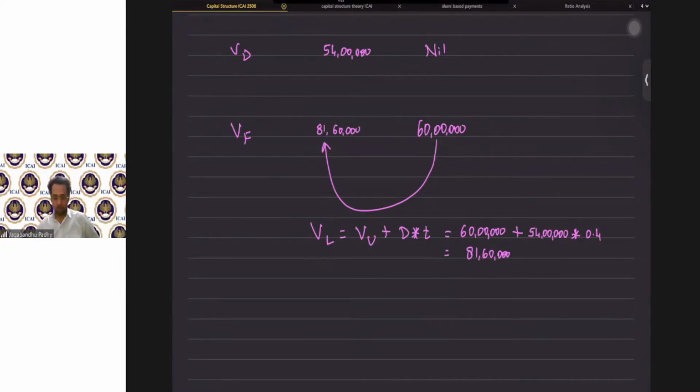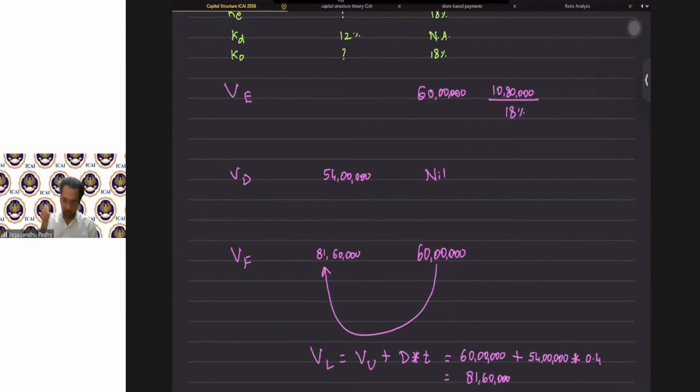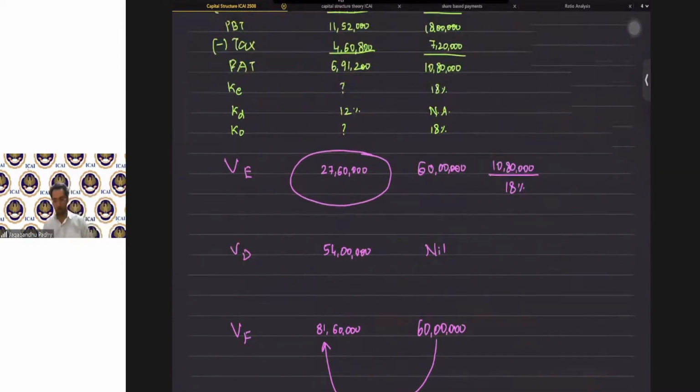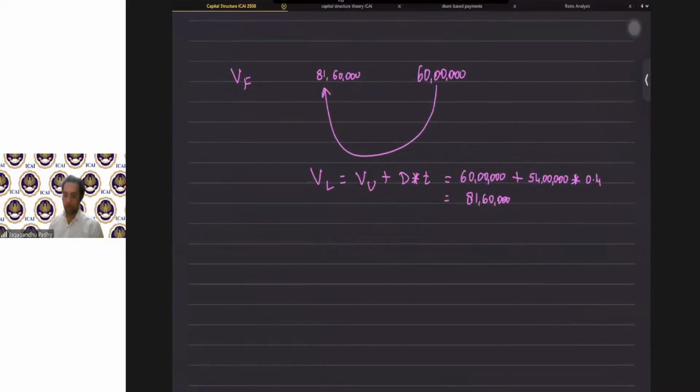So going backward, we can simply get this figure as a balancing one. Reverse calculation, 81 lakh 60,000 minus 54 lakh, which is 27 lakh 60,000. So we got the value of equity for company A. And now the task is quite easy to get the cost of equity.